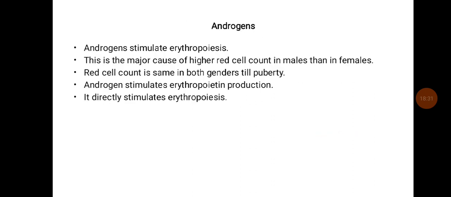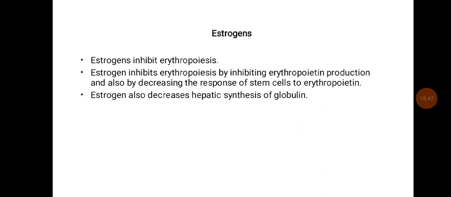Androgens stimulate erythropoiesis. This is the major cause of higher red cell count in males than in females. Red cell count is the same in both genders till puberty. Androgen stimulates erythropoietin production and directly stimulates erythropoiesis. Estrogens inhibit erythropoiesis by inhibiting erythropoietin production and also by decreasing the response of stem cells to erythropoietin. It also decreases hepatic synthesis of globulins.